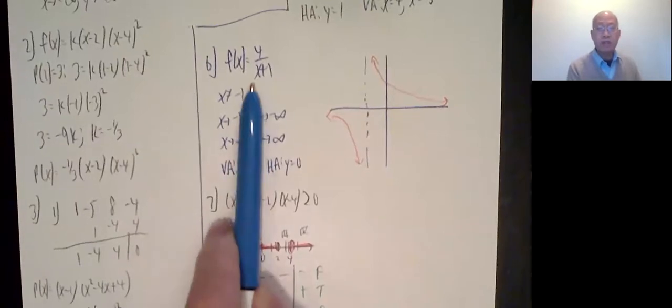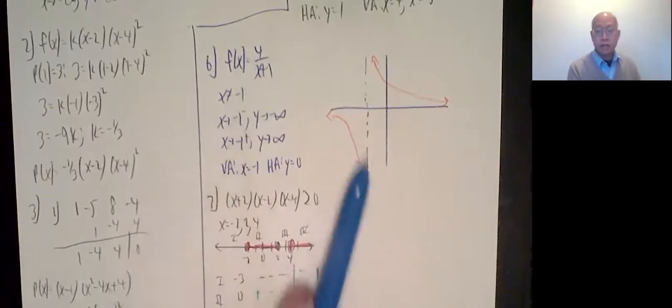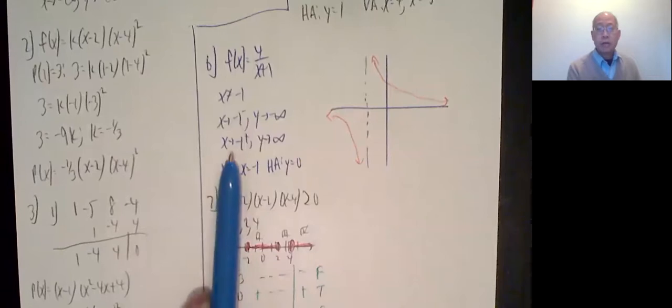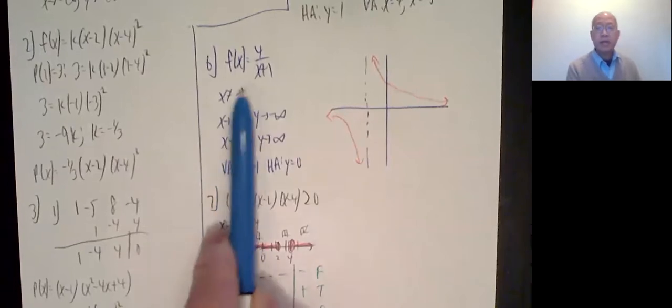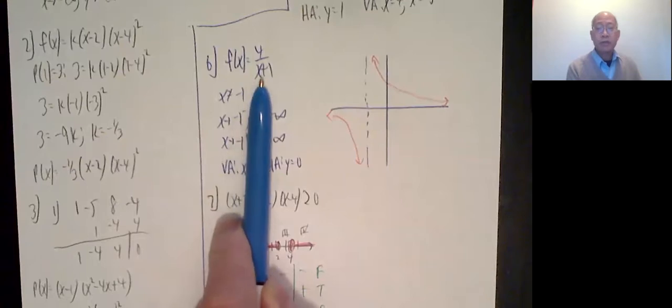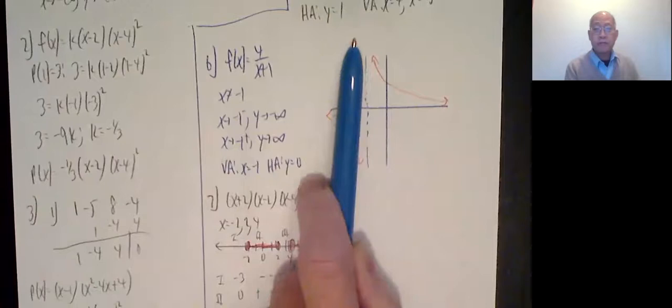So if I plug in negative 1.01, I have 4 divided by a small negative. That's a large negative. When x approaches negative 1 from the right, like negative 0.99, negative 0.99 plus 1 is a positive number, so y approaches infinity.